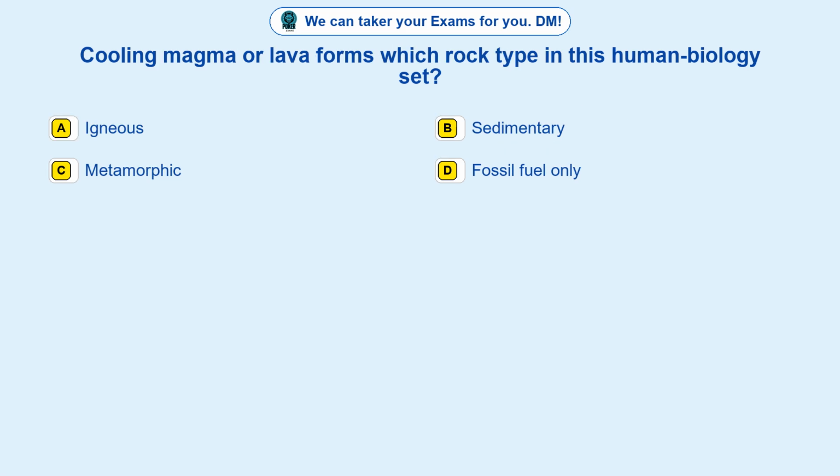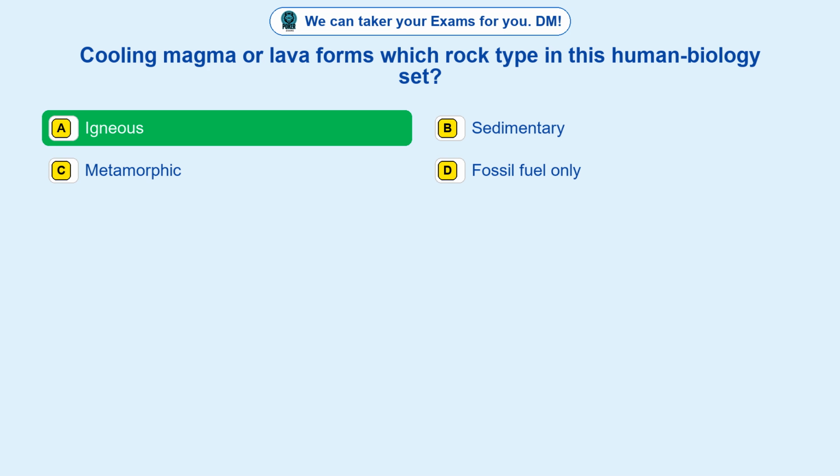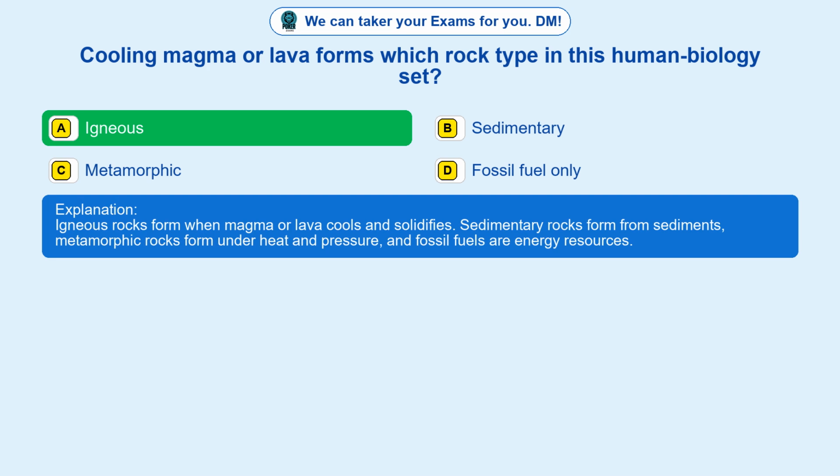Question 84. Cooling magma or lava forms which rock type in this human biology set? Option A, igneous. Option B, sedimentary. Option C, metamorphic. Option D, fossil fuel only. The correct answer is option A, igneous. Igneous rocks form when magma or lava cools and solidifies. Sedimentary rocks form from sediments, metamorphic rocks form under heat and pressure, and fossil fuels are energy resources.